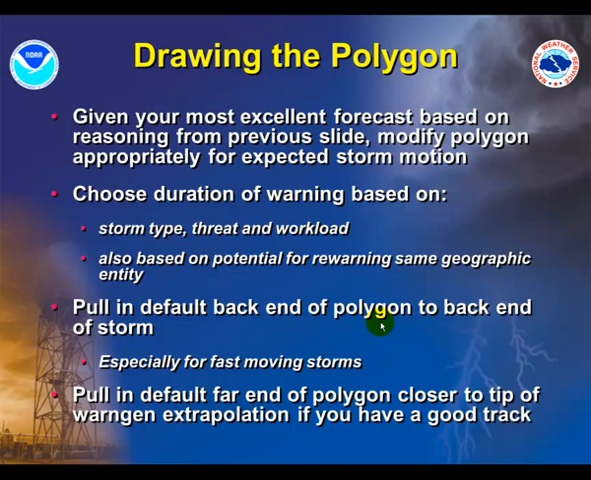You pull in the default back end of the polygon to the back end of the storm because the default is well behind the dot that you're using for tracking the storm. And for fast-moving storms especially, that's way behind where the threat is. You pull in the default far end of the polygon closer to the tip of your Warngen extrapolation arrow if you have good extrapolation. If you don't, it's trickier.